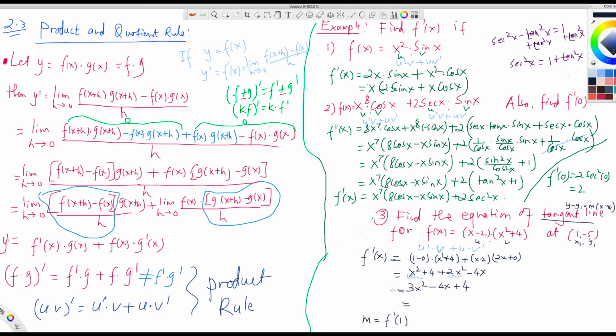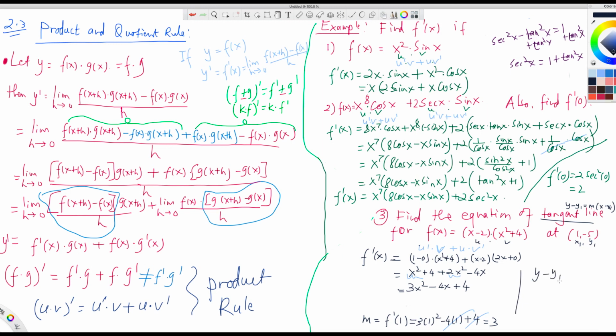Now you want to find the slope at a point, because m is the slope at this point. So x is 1, y is negative 5. You will have to plug in 1 to get the numerical value for the slope. It is 3 times 1 squared minus 4 times 1 plus 4. What is 4 times 1? It is 4, so negative 4 and positive 4 will cancel out. 3 times 1 squared is 3. So this is 3.